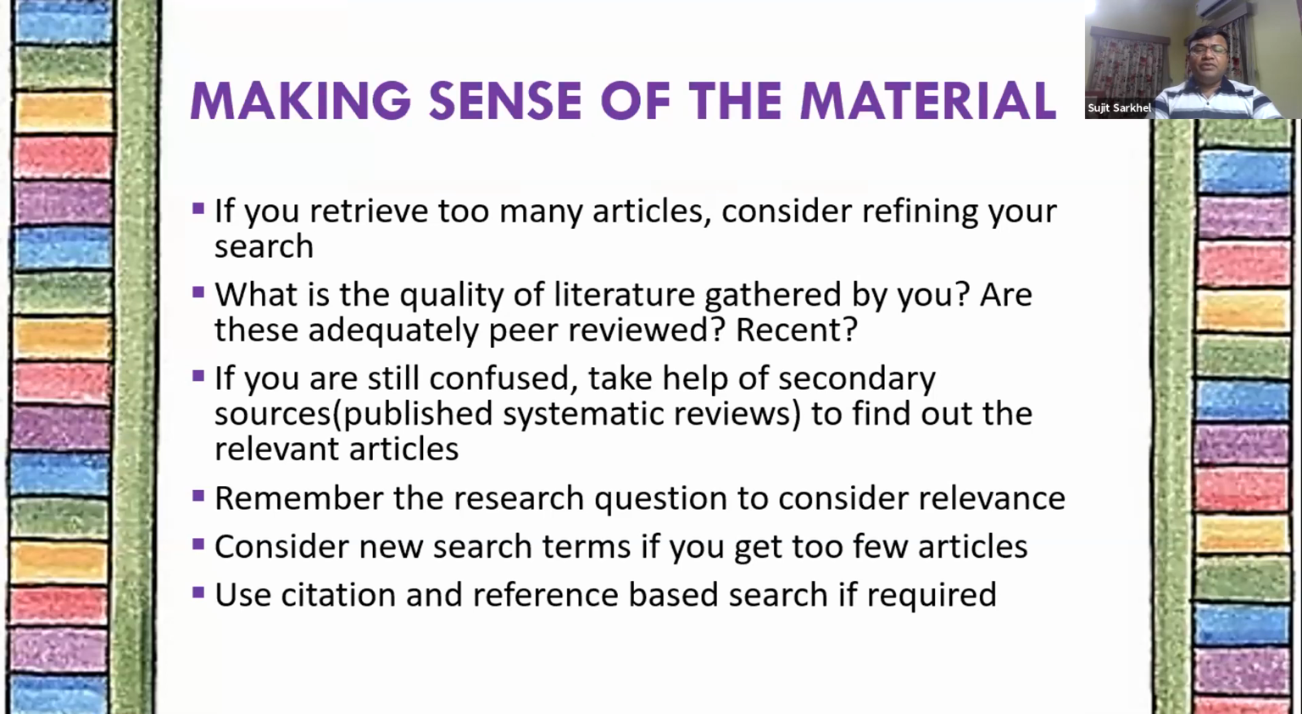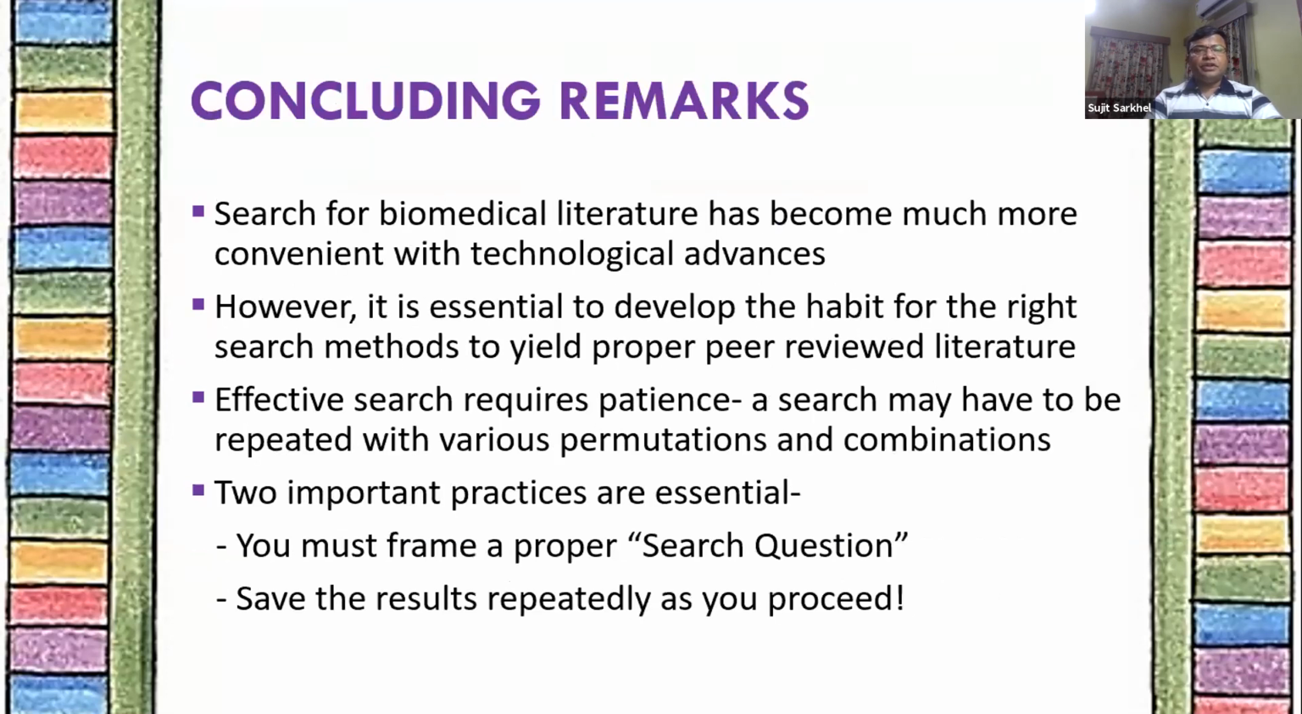If you have ended up with too few articles, maybe you have to change your search terms, look for new search terms, and find out ways to yield more articles. Use citation and reference based search if required. I have showed you one is the forward search, that is using citations, and backward search using reference list. So this is the way you can actually make sense of the material that you have gathered.